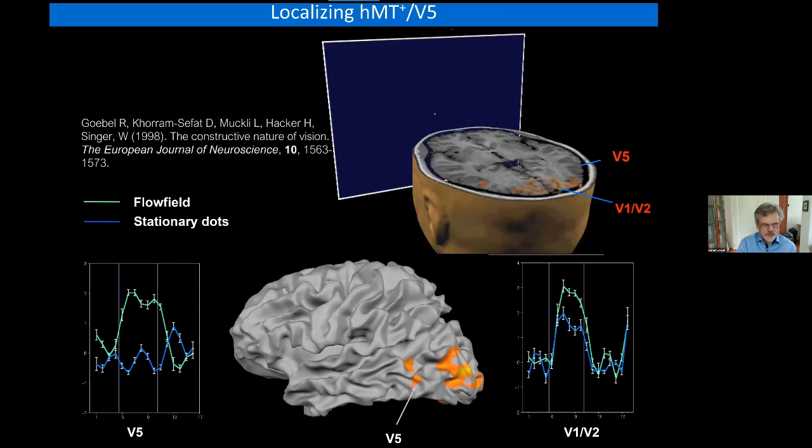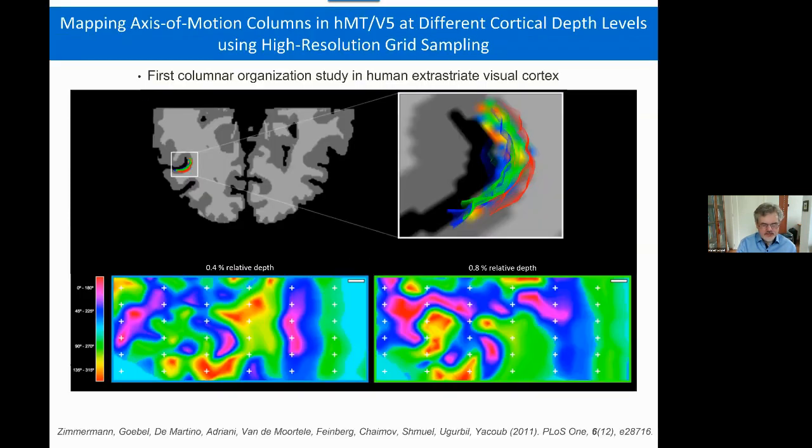The slide shows for one participant that we could indeed reveal different axes of motion columns in area V5. The upper row shows the modeled extent of depths in area V5, while the lower row shows the columnar organization obtained when presenting stimuli moving back and forth in different directions. The colors thus correspond to so-called axes of motion columns, corresponding to e.g. horizontal motion or vertical motion or oblique motion direction pairs.